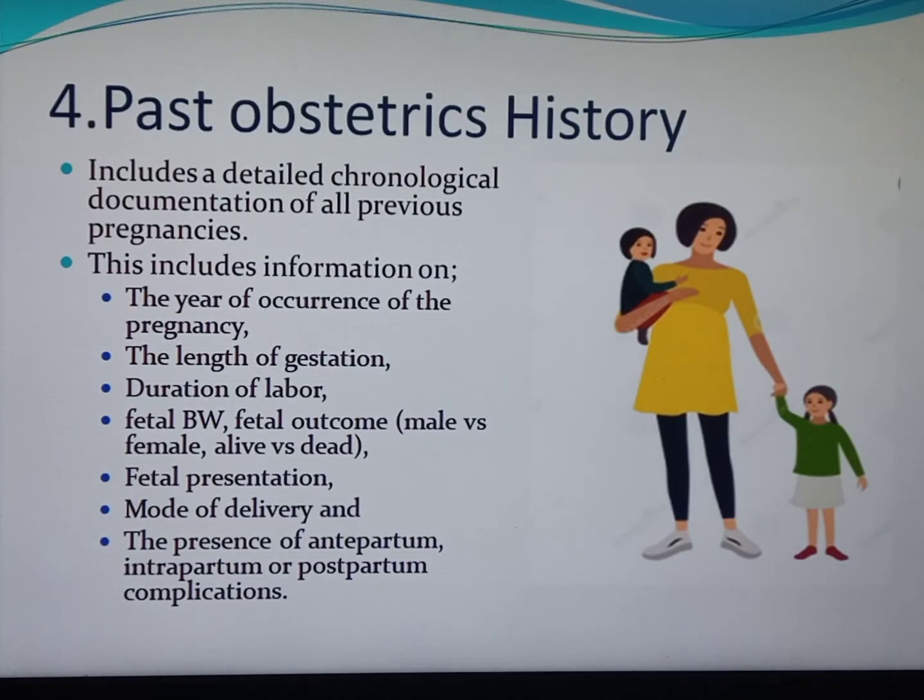Past obstetrics history includes the detailed chronological documentation of all previous pregnancies. Since most of the major obstetric complications are recurrent, it is very important to take this one in detail. So it includes the year of occurrence, length of gestation, duration of labor, fetal birth weight. If remembered, the fetal outcome, male or female, fetal presentation, mode of delivery, presence of antepartum, intrapartum, and postpartum complications should be mentioned.